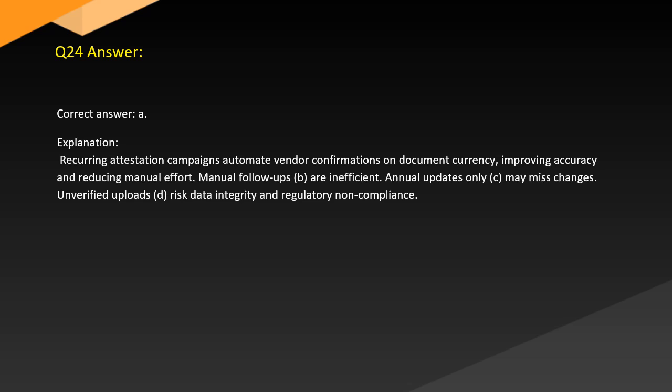Answer. Correct answer: A. Explanation: Recurring attestation campaigns automate vendor confirmations on document currency, improving accuracy and reducing manual effort. Manual follow-ups, B, are inefficient. Annual updates only, C, may miss changes. Unverified uploads, D, risk data integrity and regulatory non-compliance.